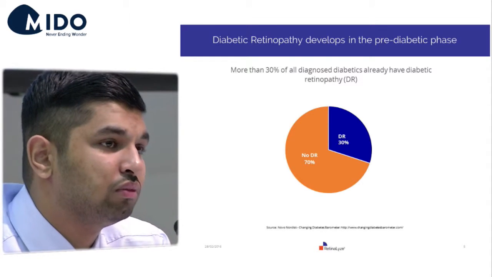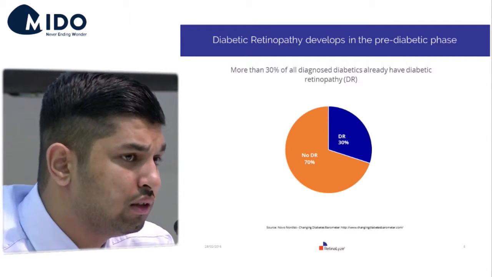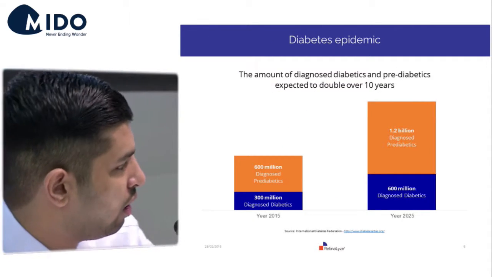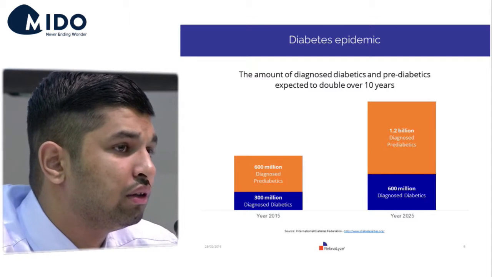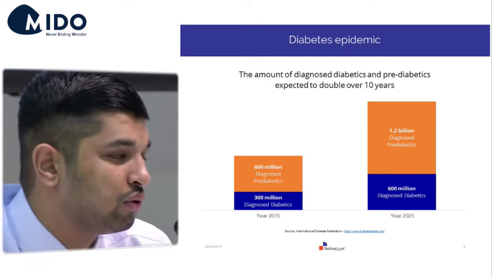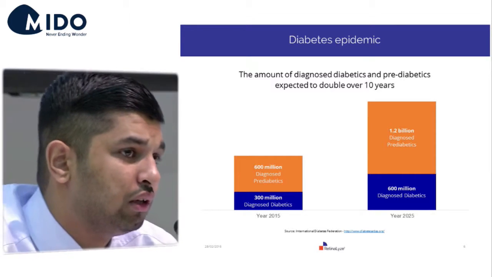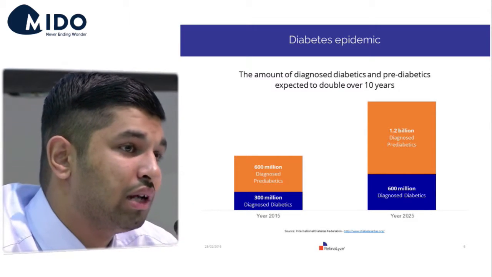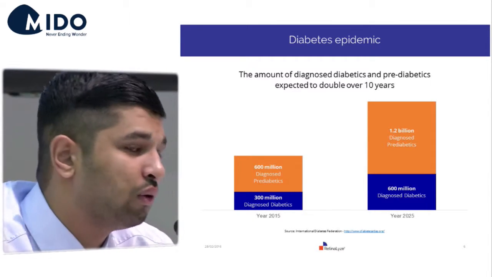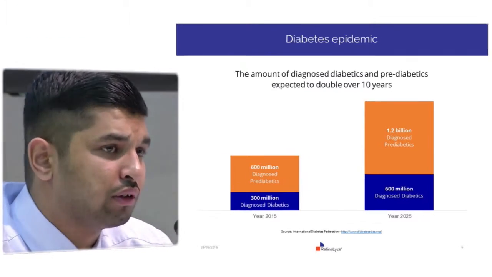And the primary healthcare system can't actually fulfill this need because there's an explosive growth in the number of diabetics. Today there are 600 million people in the world who are diagnosed pre-diabetic, and 300 million people who are diagnosed diabetics. This will grow and double over the next 10 years actually. So we'll have 600 million people who are diagnosed diabetics and 1.2 billion people who need pre-diabetic healthcare.